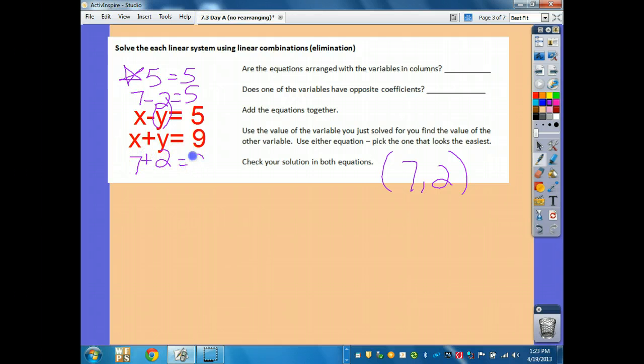7 plus 2, does that equal 9? Yes. 9 equals 9. That one works. So we showed our check. On to the next problem, because it worked in both. What if it didn't work in one of them? Then you better figure out where we went wrong, and we know that one of our points in our ordered pair is not right, one of our coordinates. All right?